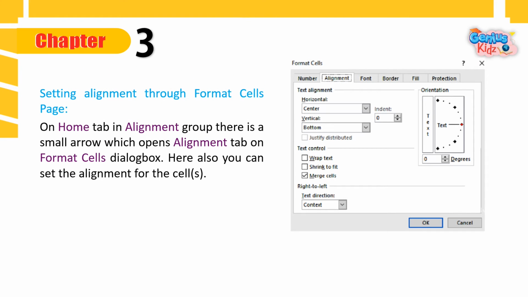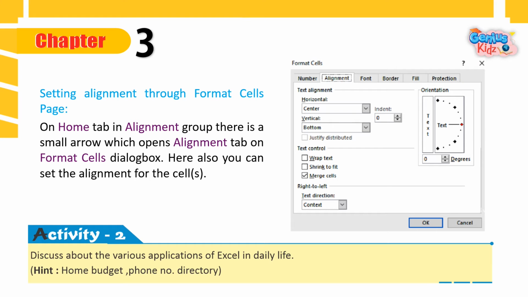Setting alignment through Format Cells page. On Home tab in Alignment group there is a small arrow which opens Alignment tab on Format Cells dialog box. Here also you can set the alignment for the cells. Activity 2. Discuss about the various applications of Excel in daily life. Hint: Home budget, phone number directory.